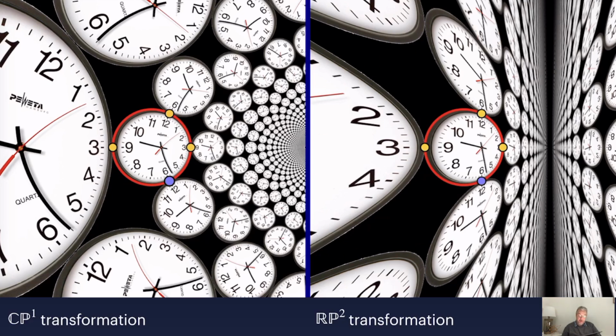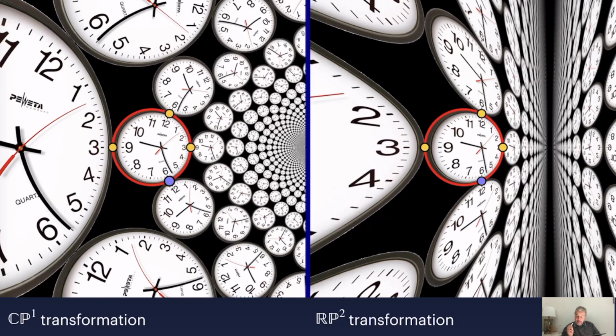Several things that you can observe here are, for instance, that all the clocks in the CP1 picture are really circles, whereas in the other picture, all the images of the clocks are distorted circles, which means they are ellipses or even hyperbolas. The second thing you can observe is that in the RP2 picture, the hands of the clocks still look straight, while in this picture the hands become curvilinear.